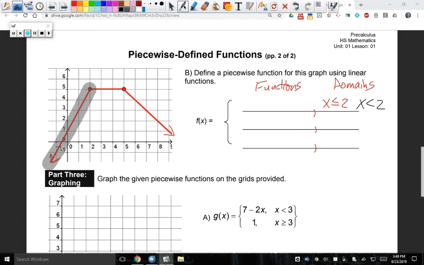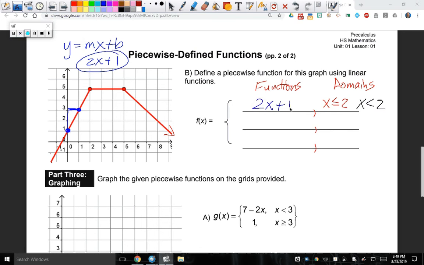Now, what is this equation of the line? The way I want you thinking about it is what you learned back in Algebra 1. I would look at this line. I would find on the y-axis that it started at 1, and the slope is up 2 over 1. So the slope is 2, the rise over run, and the y-intercept is 1. And you learned back in Algebra 1, that would look like this. So everyone should have 2x plus 1 right here.